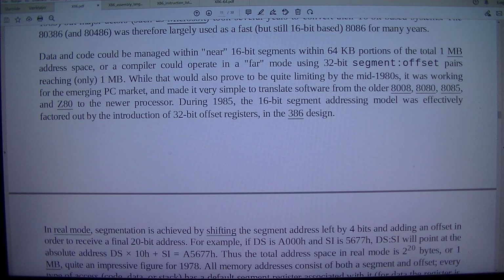During 1985, the 16-bit segment addressing model was effectively factored out by the introduction of 32-bit offset registers in the 386 design.